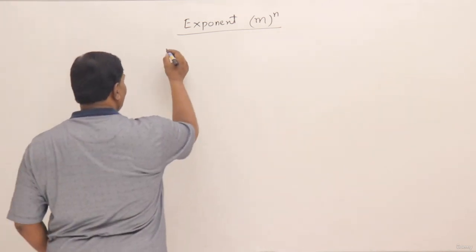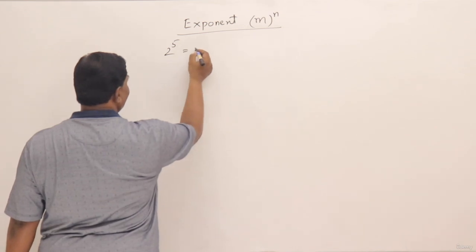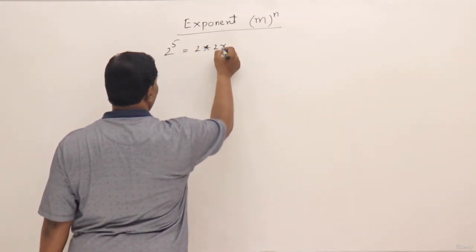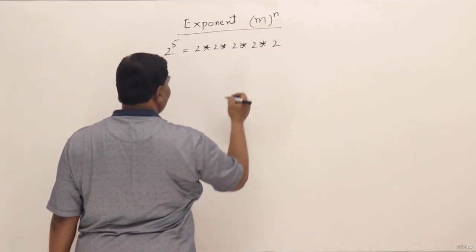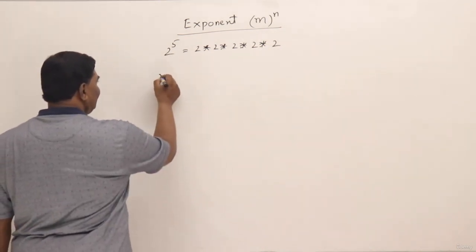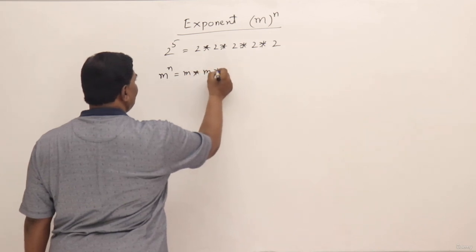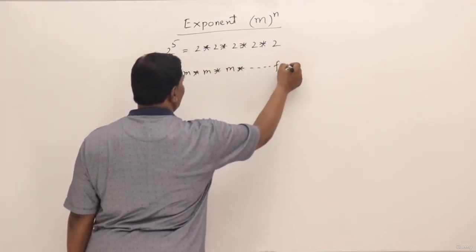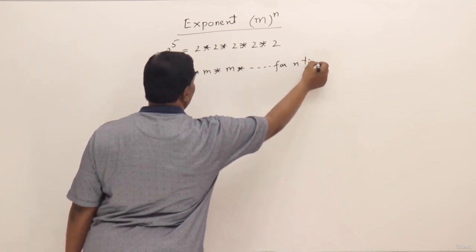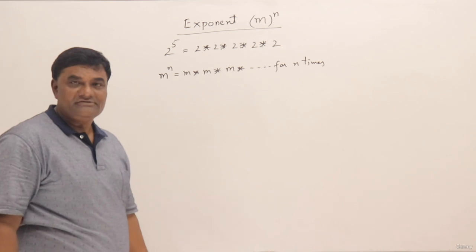Suppose I have to find out 2 power 5. This means 2 into 2 multiplied by 2, and it is multiplied by itself 5 times. So m power n means m should be multiplied n times.